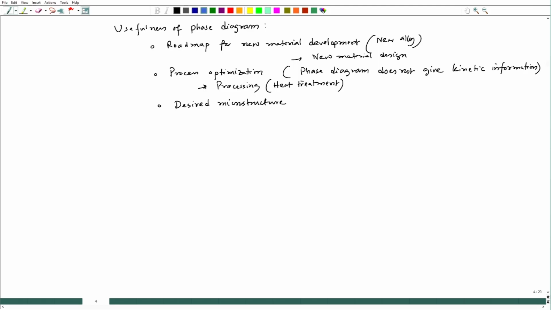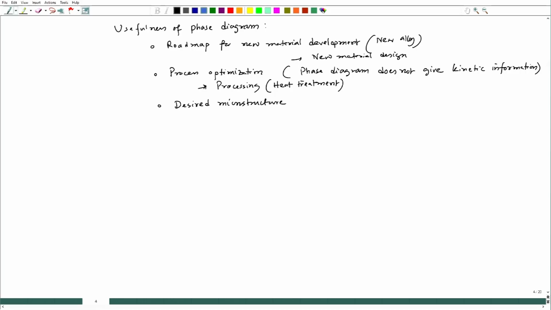But again, since the phase diagram lacks kinetic information, we get partial information, but that information would be very vital. The kinetic factor will also depend on that particular information. So, desired microstructure we can also get. Okay. Property prediction.